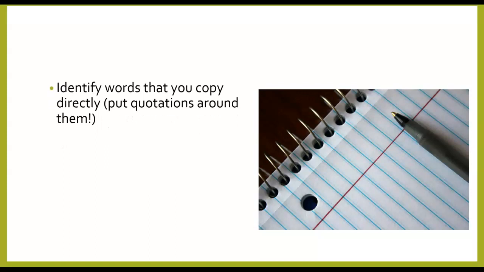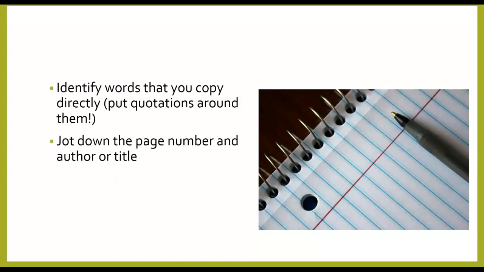Make sure you identify the words that you copied directly. Put quotations around those exact words. Jot down the page number and author or title right then and there. Also, make sure you keep a working bibliography. This will be very important for the final paper.